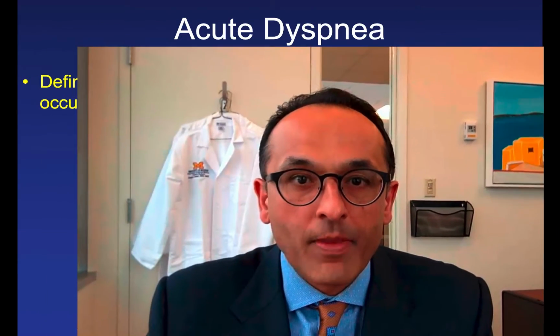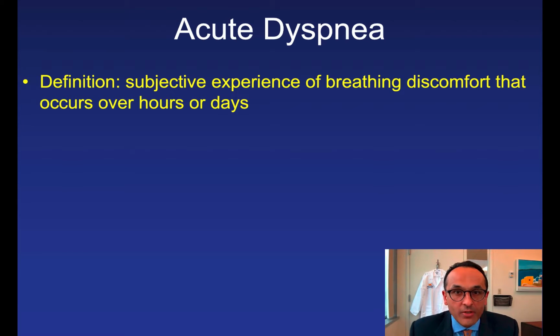We'll begin with the definition of acute dyspnea, and that's the subjective experience of breathing discomfort that occurs over hours or days. The key aspects of this are, first, the dyspnea part, which is the subjective sense of difficulty breathing, but then there's also the acute part. In clinical medicine, we subdivide things into acute, subacute, and chronic based on the tempo of illness. Acute means that it occurs over hours or days, subacute over weeks, and then chronic over several weeks, months, and years. The differential diagnosis is different based on that tempo of illness.